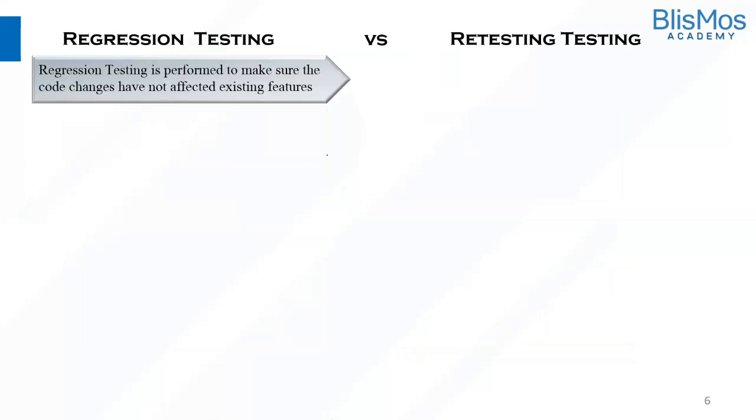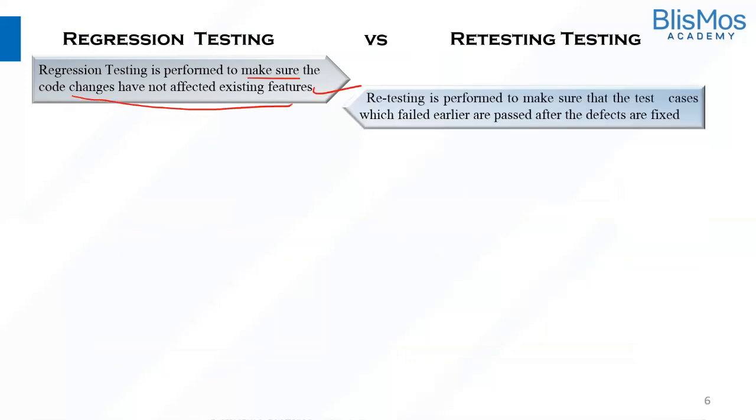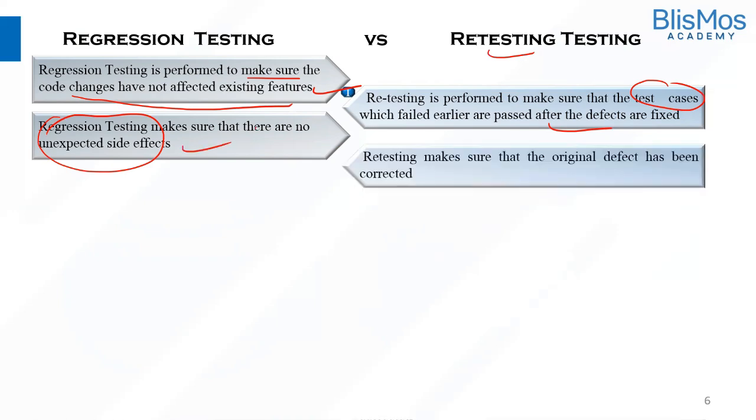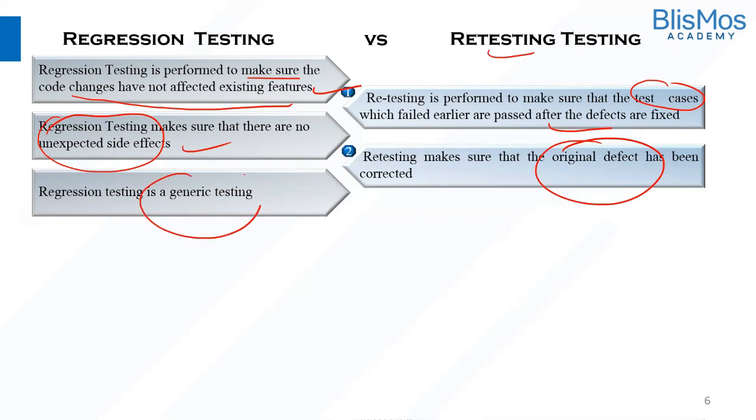In case of regression testing, it is performed to make sure the code changes have not affected the existing features. On the other hand, in retesting, we'll make sure that the test cases which failed earlier are passed after the defects are fixed. Means the developer has fixed that particular defect, whether that is working fine or not. That is done by retesting. In case of regression testing, we'll ensure that there are no unexpected side effects. Retesting is only testing the original defect. Regression testing is a generic testing.